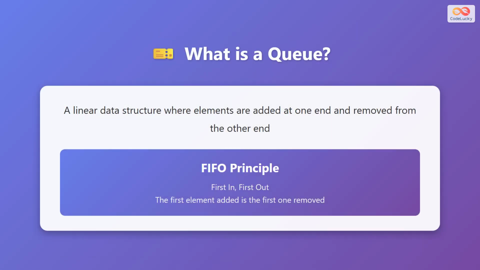A queue is a linear data structure where elements are added at one end and removed from the other end. Unlike stacks, queues follow the FIFO principle, which stands for first in, first out. This means the first element you add to the queue is the first one that gets removed. Imagine a line of people waiting at a ticket counter. The person who arrives first gets served first. This is exactly how a queue operates, making it perfect for scenarios requiring sequential processing in the order of arrival.